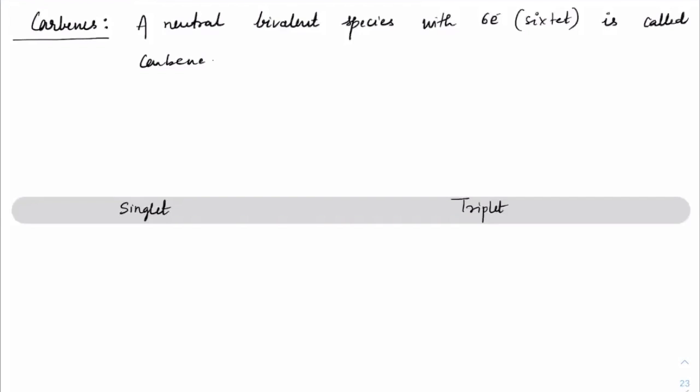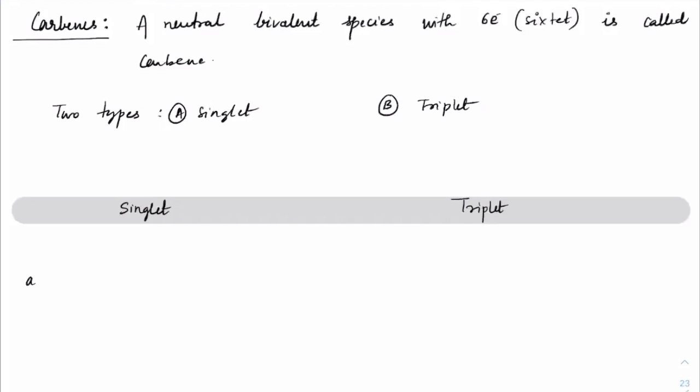And carbenes are of 2 kinds. There are 2 types of carbenes. One is called the singlet carbene, and the other one is the triplet carbene. Singlet and triplet carbene. Let us try to understand the difference between these two now.